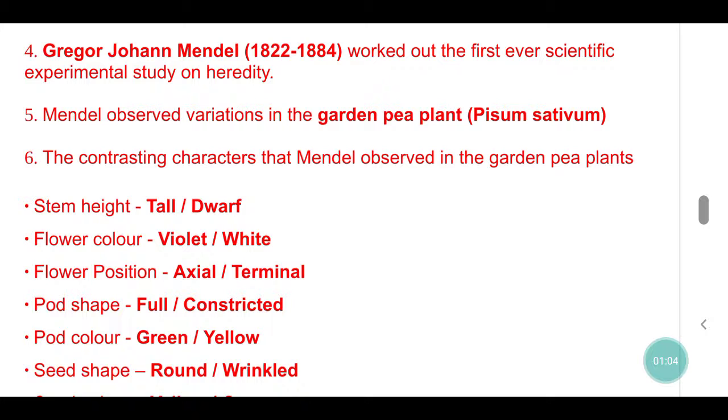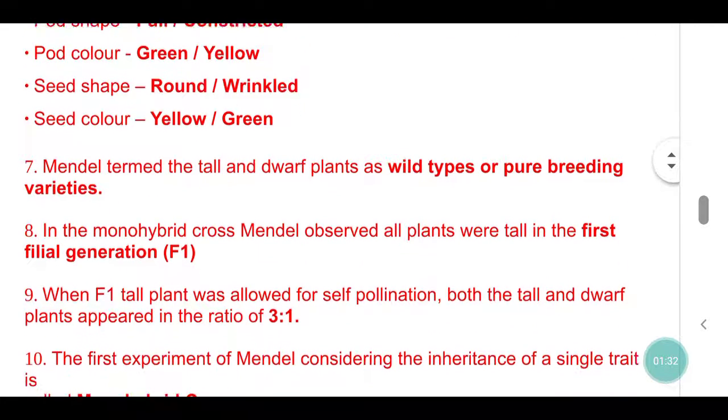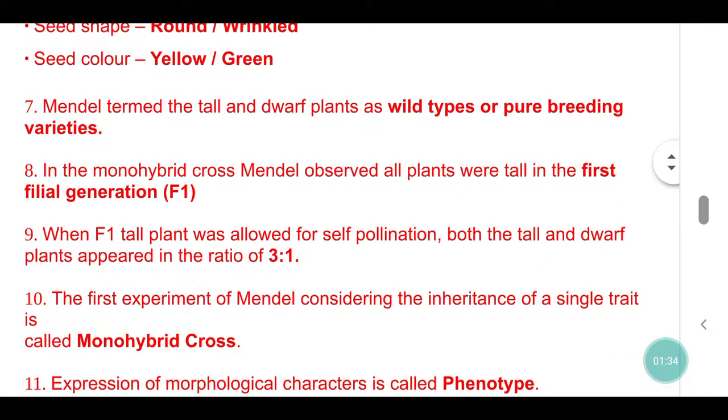The contrasting characters that Mendel observed in the garden pea plants: stem height, tall, dwarf; flower color, violet, white; flower position, axial, terminal; pod shape, full, constricted; pod color, green, yellow; seed shape, round, wrinkled; seed color, yellow, green.